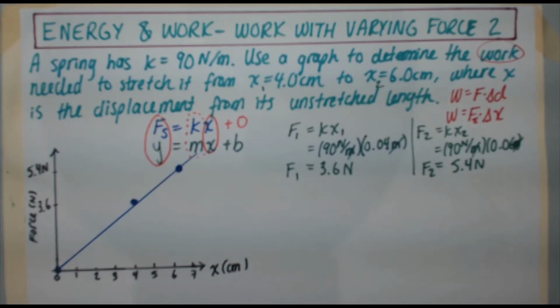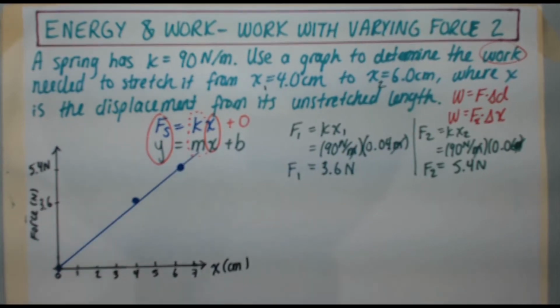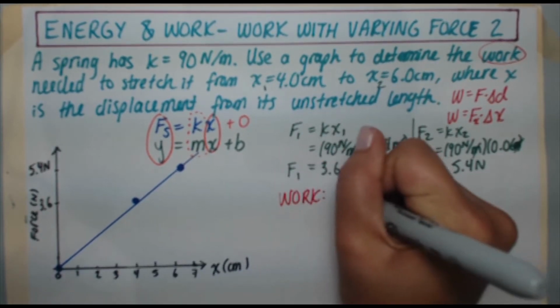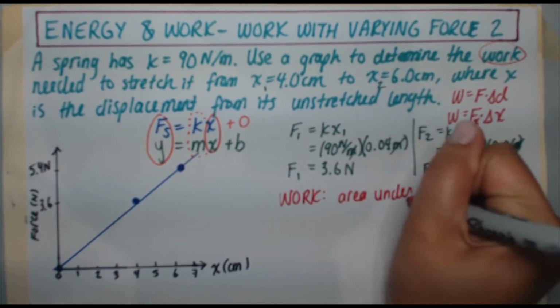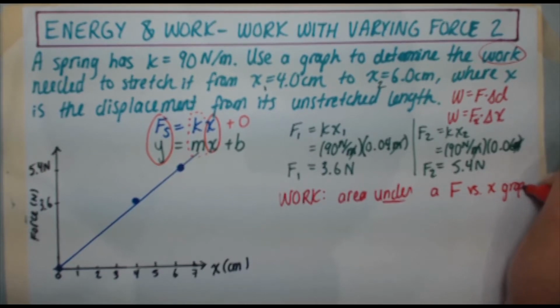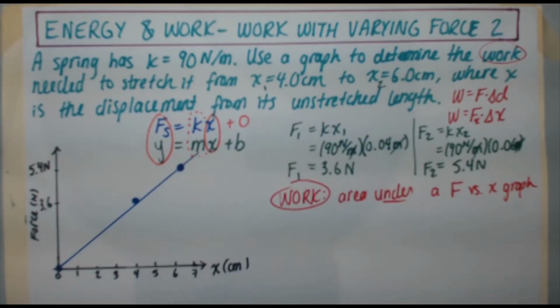Now we're looking for work. If you guys checked out video 99, work with varying force 1, we actually had a bit of a weird graph, and it had positive parts, negative parts, and we showed that you can find the work by simply calculating the area under the force displacement graph. So if you didn't see that, just check out that video quickly and come back. Okay, but this is the big idea here, that work is the area under a force versus displacement graph. Okay, so make sure you understand that point.